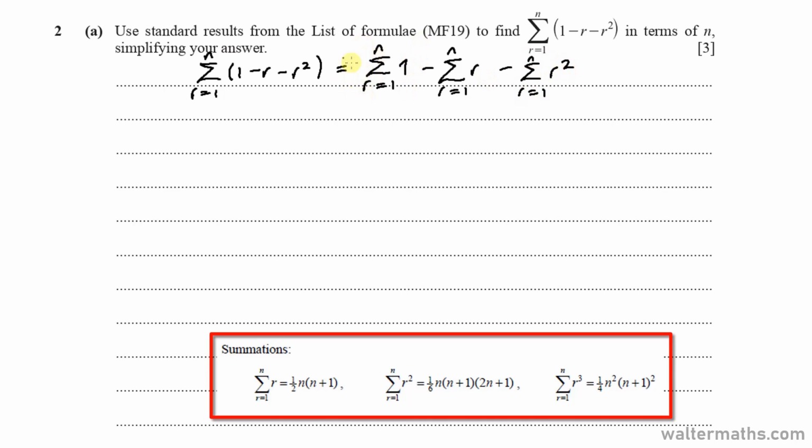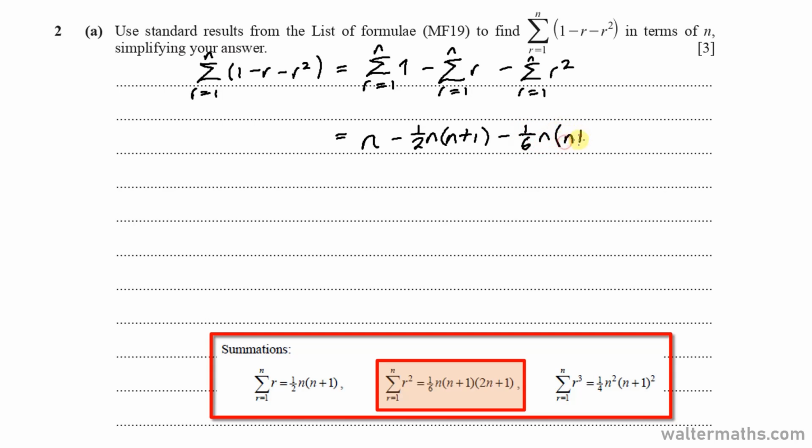So the summation here is kind of distributive. So for the first part, we are going to get n. And for the second part, we are going to use this standard result. So we'll be having half n of n plus 1. Then for the third one, we're going to use this standard result. And we are going to be having a sixth of n plus 1 of 2n plus 1.